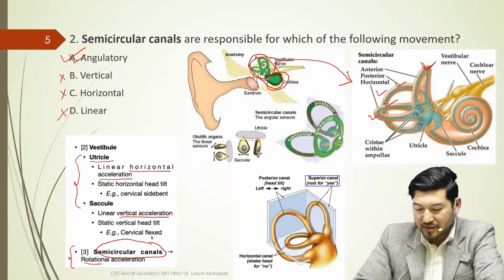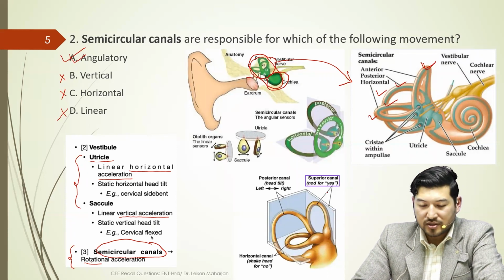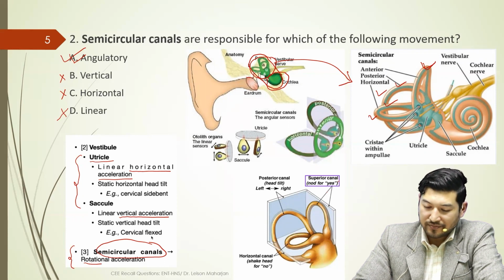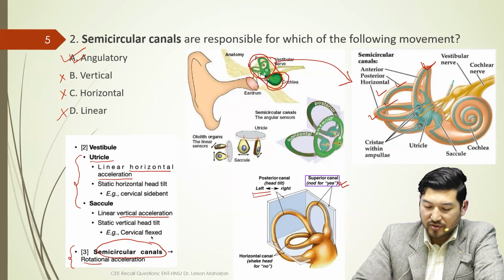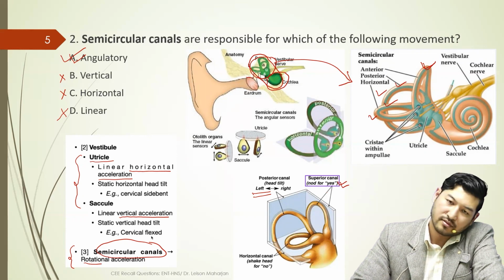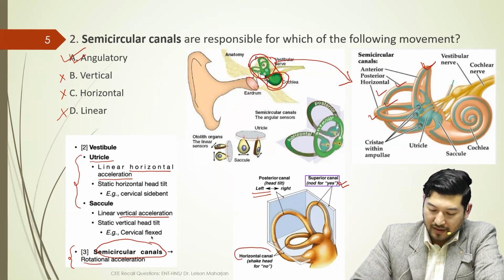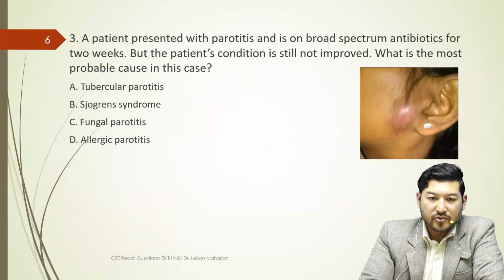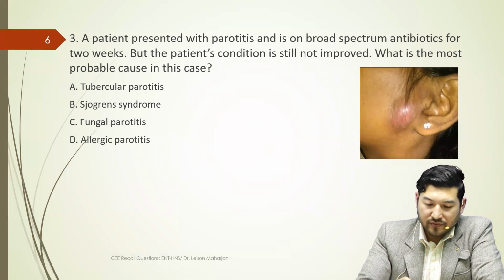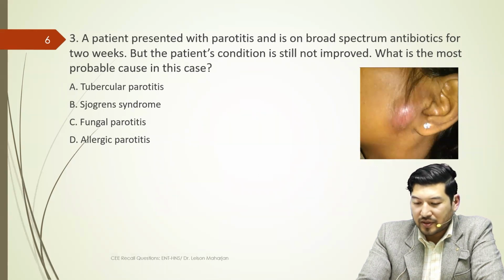Now in the semicircular canal, there can be various other questions which can be made from this question. For example, the superior semicircular canal is responsible for the yes kind of movement, and the posterior is responsible for the lateral flexion movement, and the horizontal canal or lateral canal is responsible for the no kind of movement.